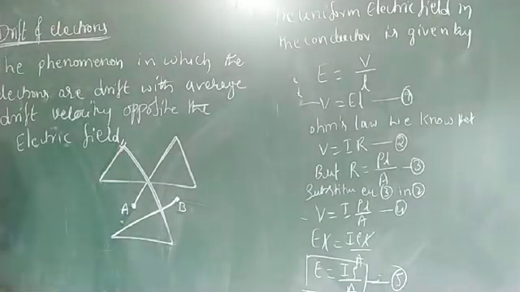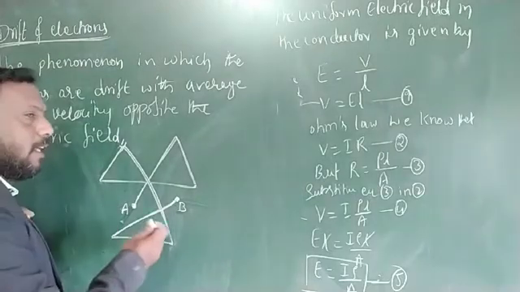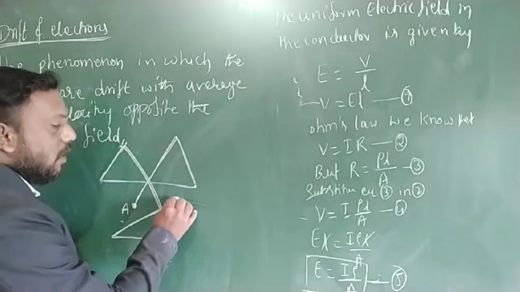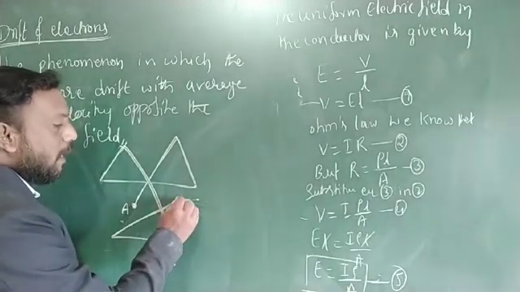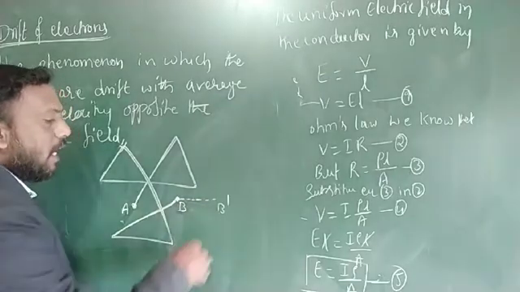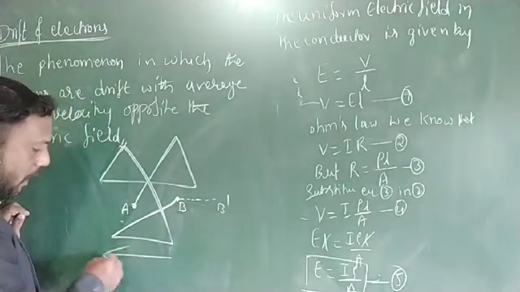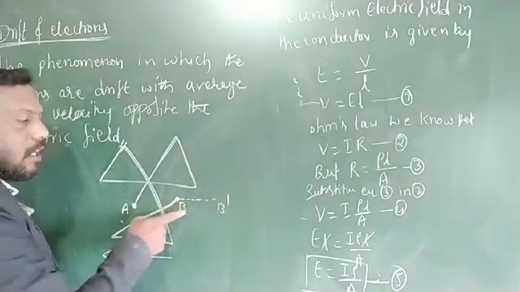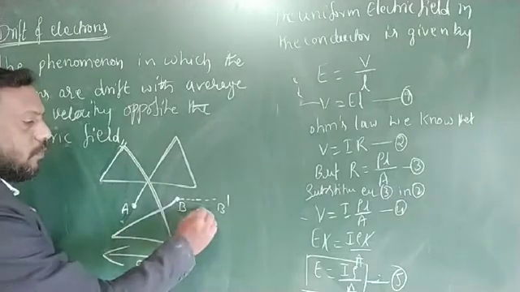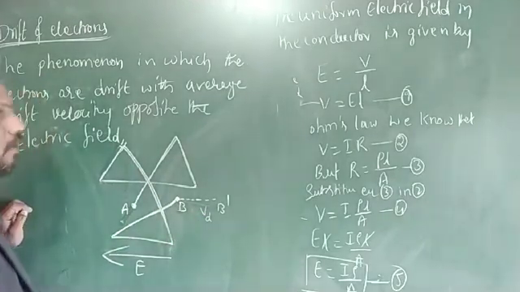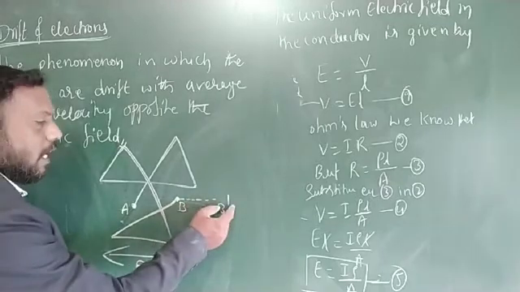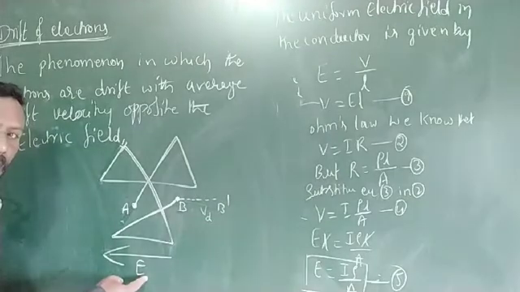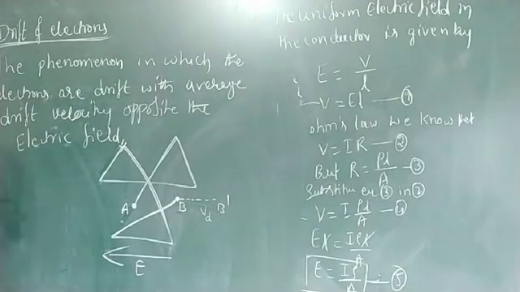In the presence of electric field, or if we apply an electric field, there is a slight drift in the electrons. It can be shown from B to B dash. The electric field is applied in this direction, and the velocity of the electrons is opposite to the electric field. This is BD, the drift of electrons from B to B dash, opposite to the electric field.